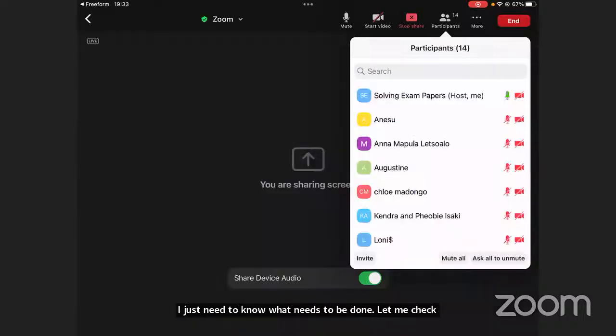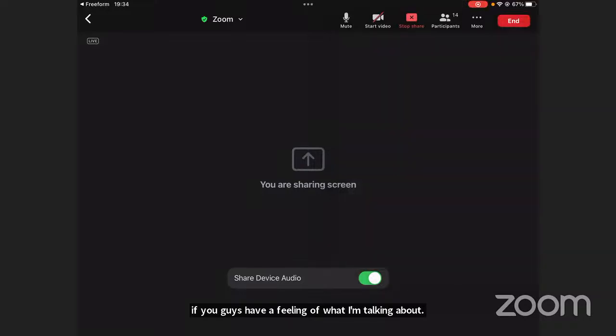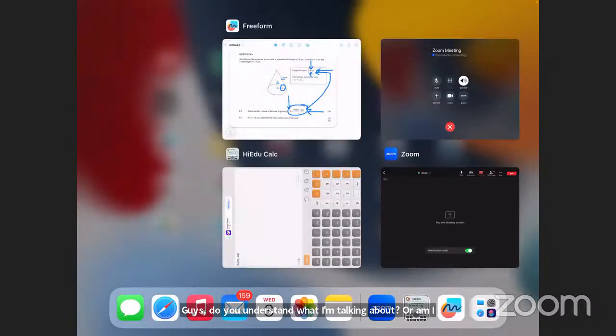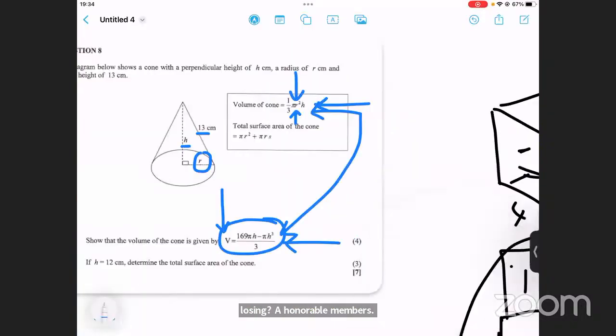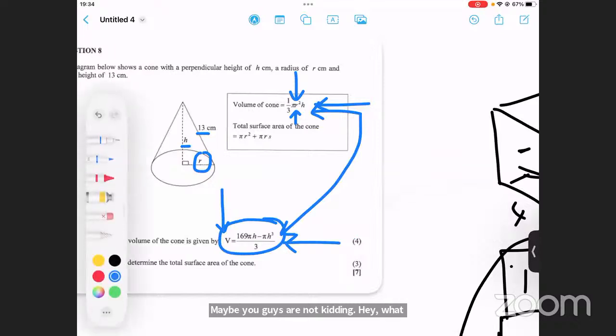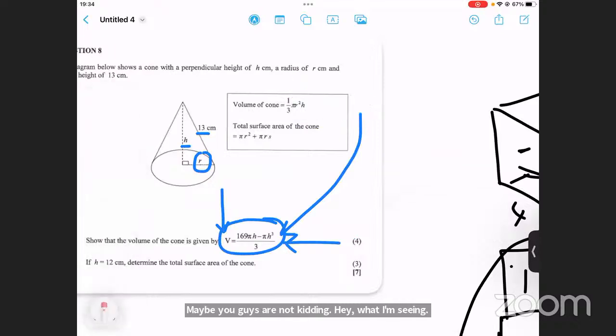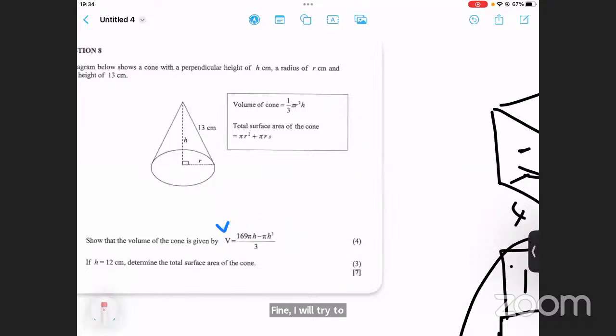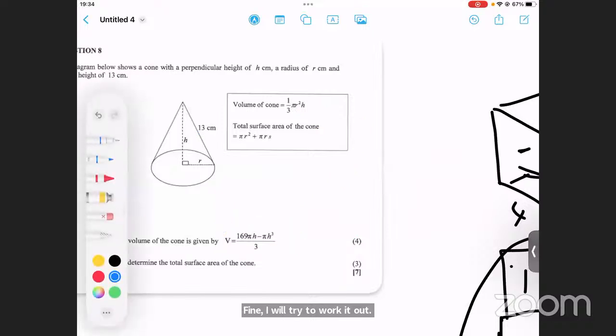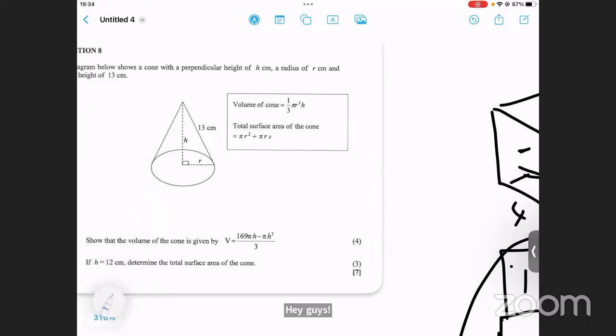Maybe let me check if you guys have a feeling of what I'm talking about. Guys, do you understand what I'm talking about? Or am I losing you there, honorable members? Maybe you guys are not getting what I'm saying. Fine, I will try to work it out. Guys, am I losing you there? I am speaking English.